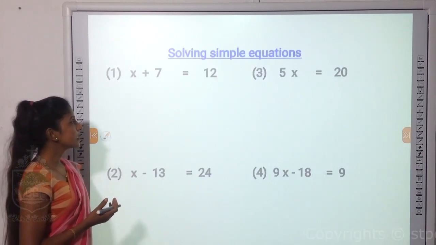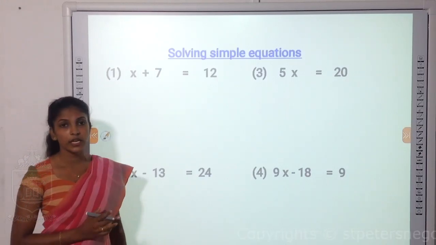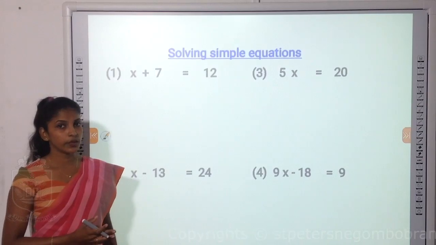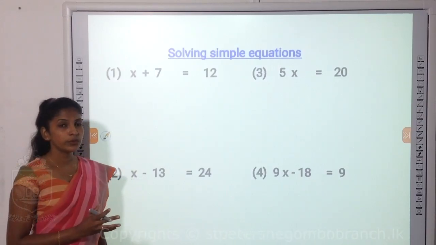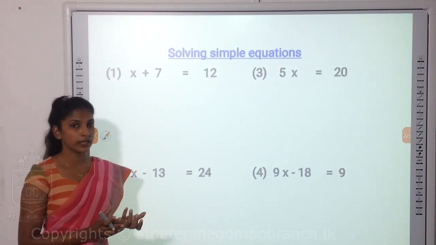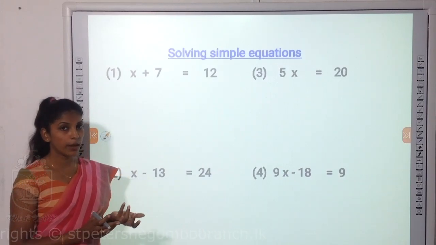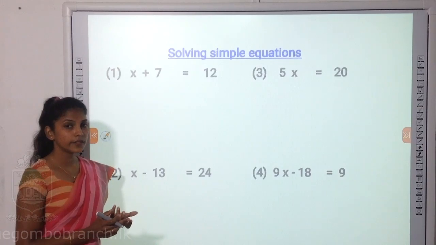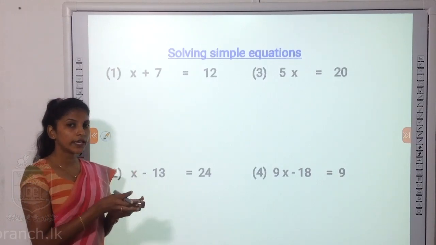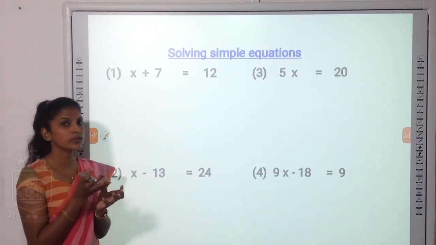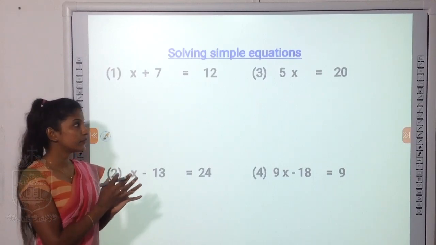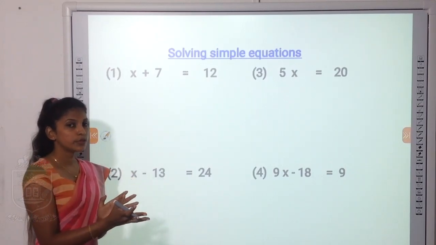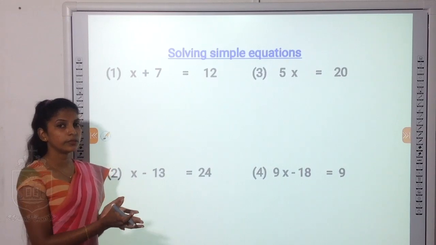So the first one you all can see, x plus 7 equals 12. So when solving an equation, what you have to do is to find a value for the variable. That means the unknown number. So the variable here in the first question is x. So in solving this equation, you have to find an answer for x. That means you have to remain x in the left hand side and a number should be there in the right hand side of the equal mark.